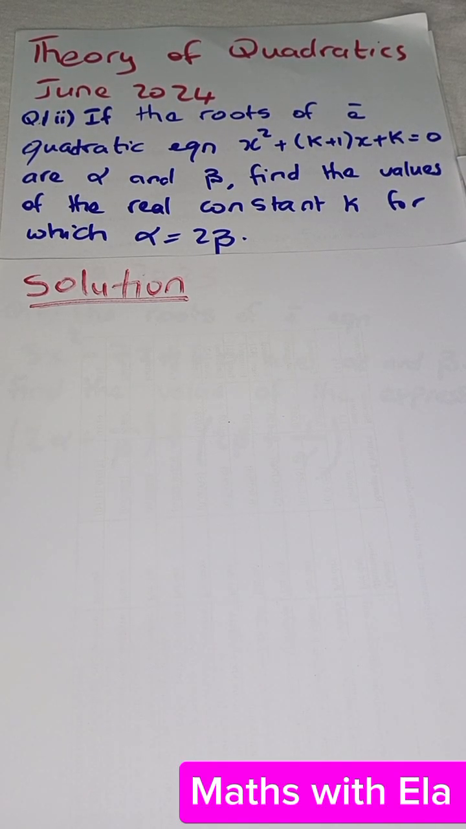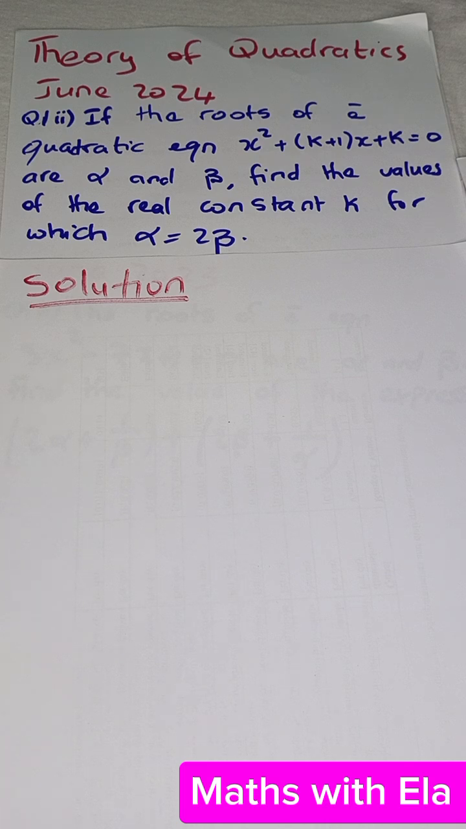Today we are going to be solving the June 2024 question on the theory of quadratics. This was question 1, Roman 2, and it reads: if the roots of a quadratic equation x squared plus (k plus 1)x plus k is equal to 0 are alpha and beta, find the values of the real constant k for which alpha is equal to 2 beta.